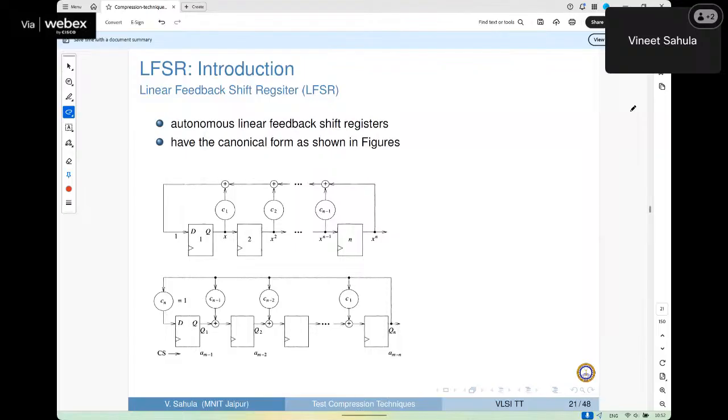So these two types we could have. If you realize the first circuit, this one, we have taps from many places, and we gather them for one output only. So this could be taken as a single multiple-input XOR.